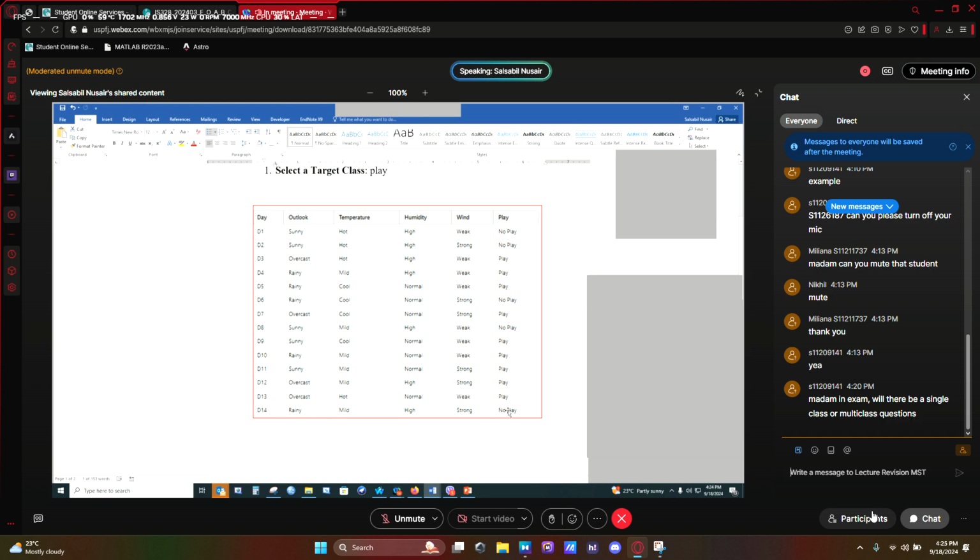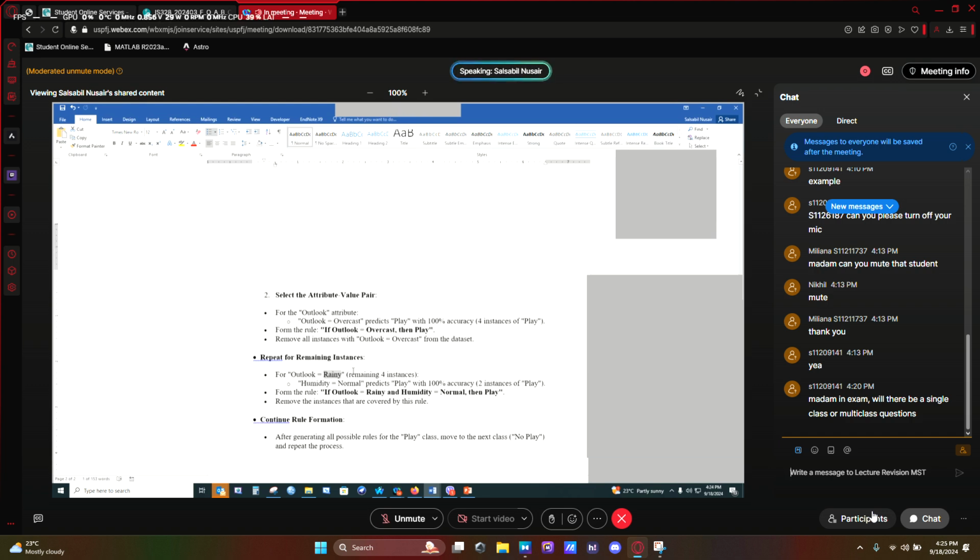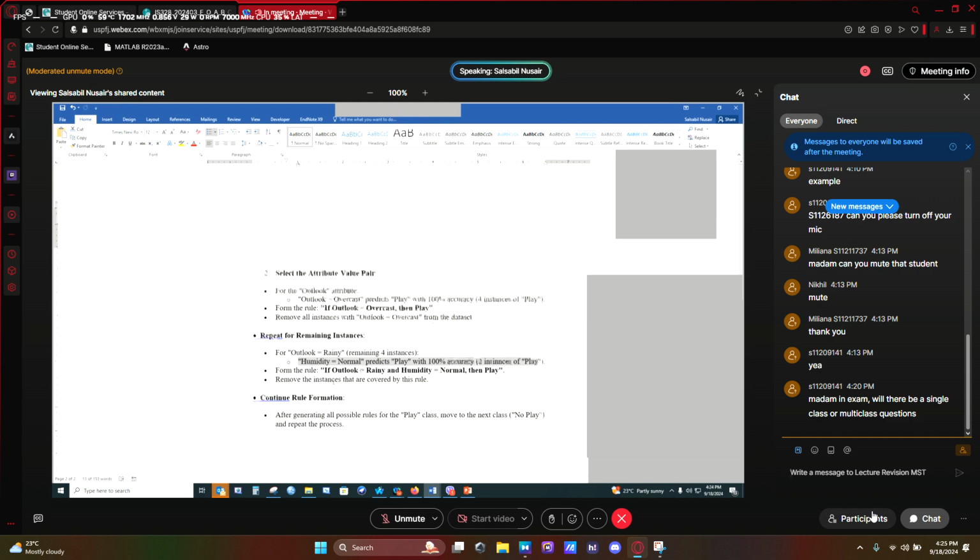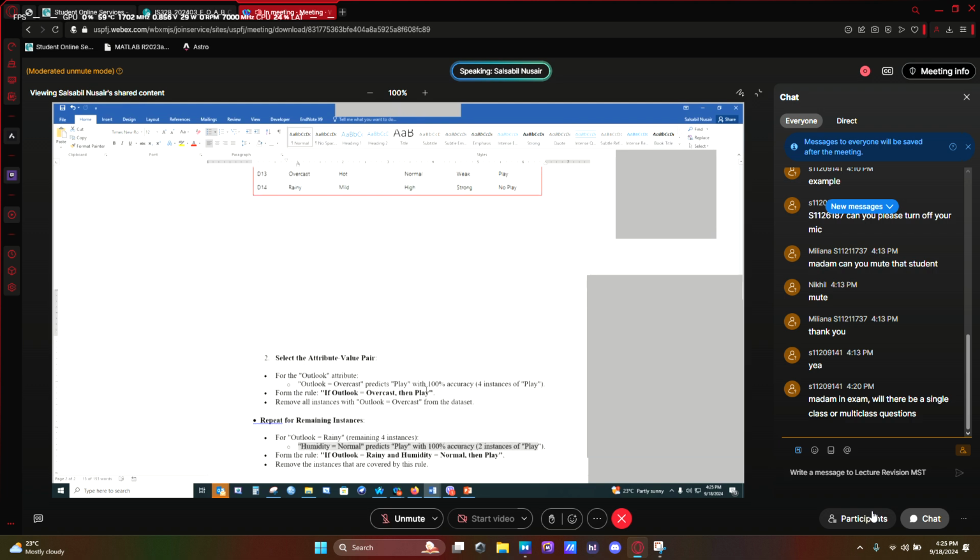So I have to go to another predictor to help me make a prediction for rainy. If you look closely in here, they have considered humidity equal to normal, which predicts play with 100% accuracy. This is for humidity. They're saying if outlook is rainy and humidity is normal, then play. And they've got this, of course, from here.